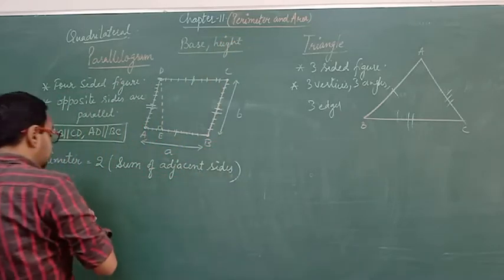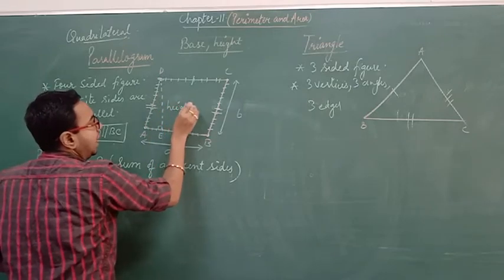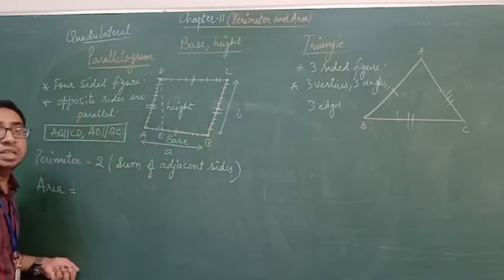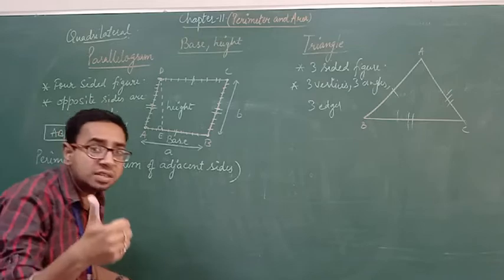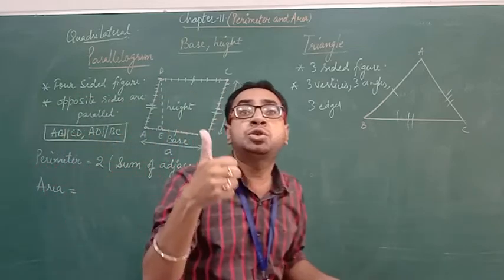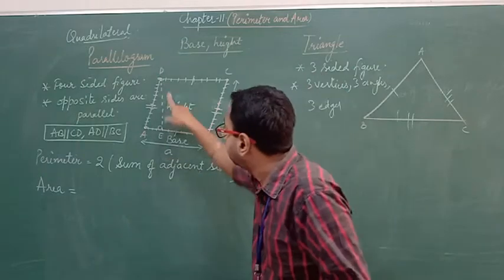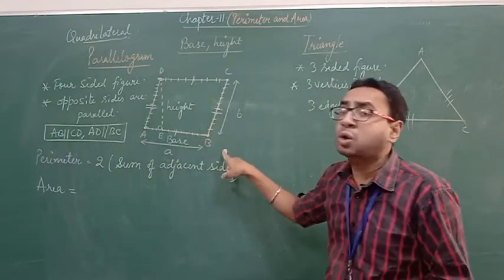Base and height. This is called height and this is called base, AB, complete. What is the base on which height is dropped? Do remember the base on which height is dropped. So height D is dropped on which side? AB, so AB is called base.